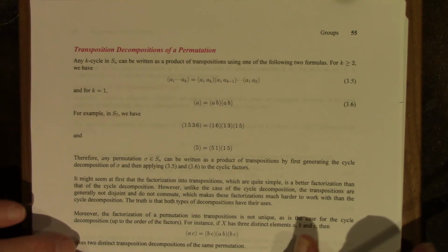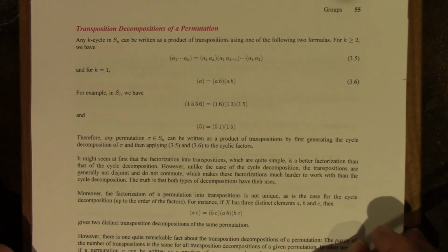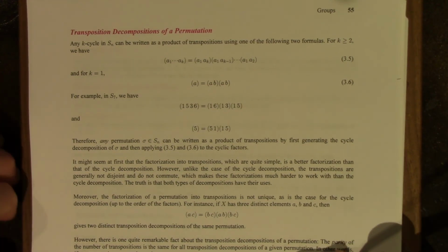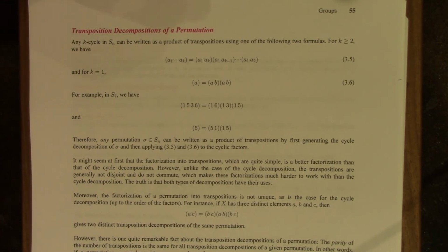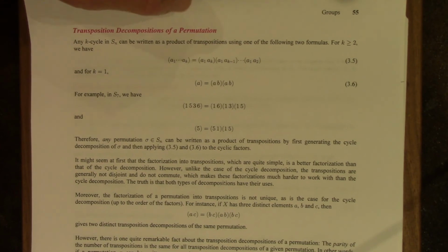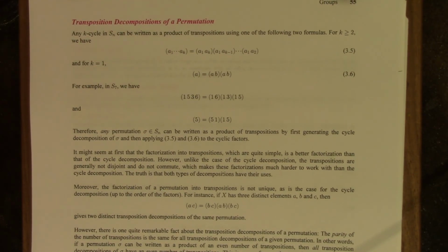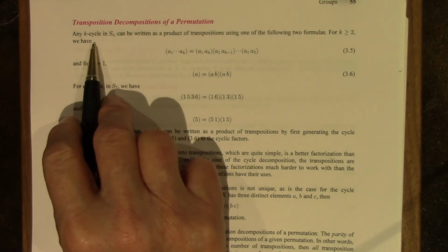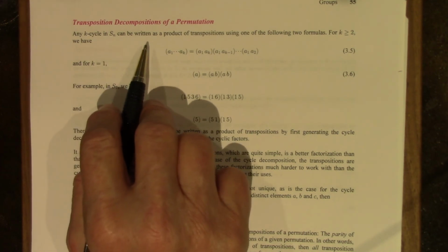Questions about cycle structures often find their way onto exams. They make relatively easy questions. I've even seen them on comprehensive exams for students wanting to move on to a PhD program. Any k-cycle in S_n can be written as a product of transpositions.